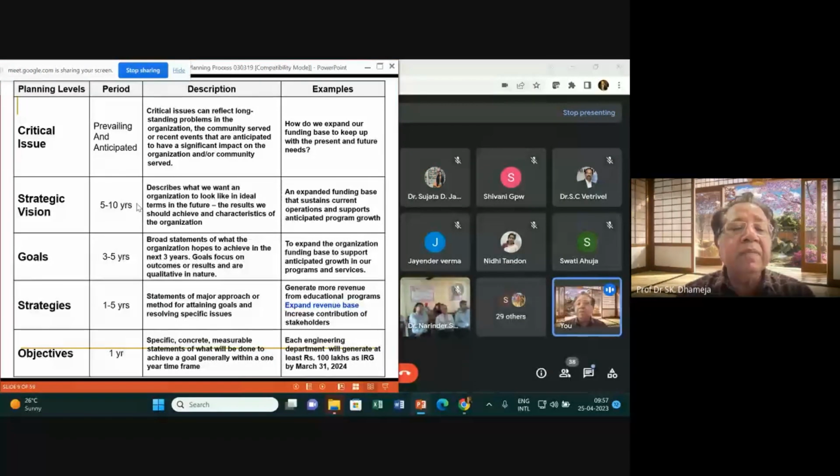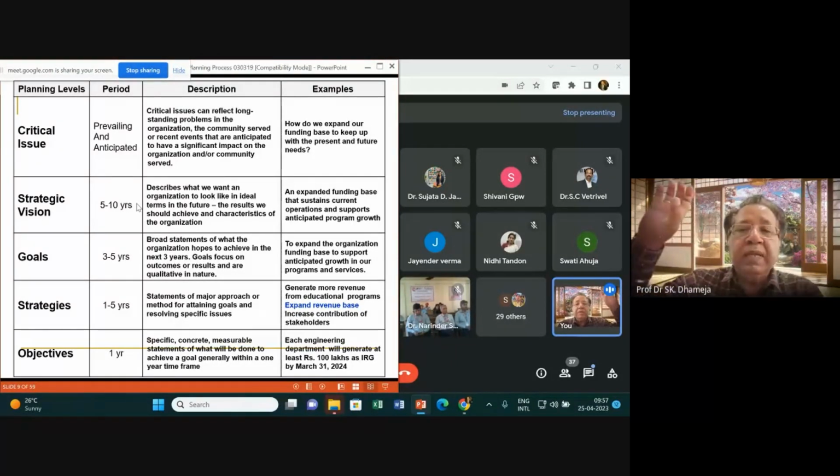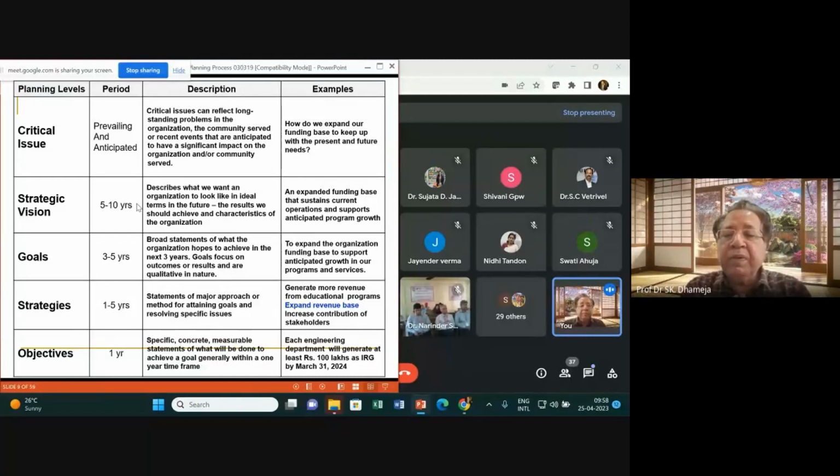Then comes the strategic vision. Vision is for 5 to 10 years, as I was saying. So this describes what we want an organization to look like in ideal terms in the future, the results we should achieve, and the characteristics of the organization. Like for example, an expanded funding base that sustains current operations and supports anticipated program growth. So what was the issue? The issue was there is a lack of funds, but what you want it to be in the next 5 to 10 years is a proper, good funding base. There should be no funding problem. So that is your vision for your institution. It could be one of the visions basically.